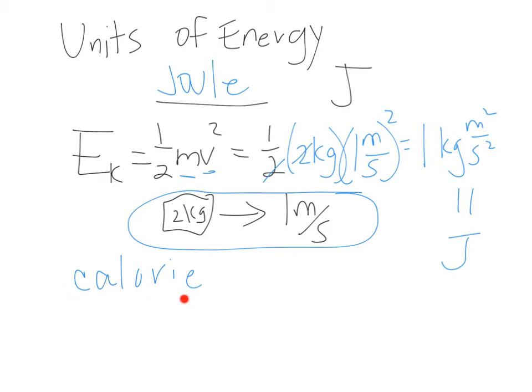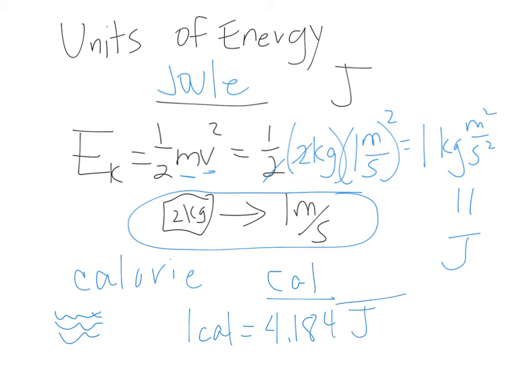Calorie is another unit of energy that you need to be familiar with. We abbreviate that cal. And a calorie used to be defined as the energy needed to raise the temperature of 1 gram of water, that's my water, 1 degree Celsius. But now 1 calorie is defined as 4.184 joules exactly. So that's what it is.